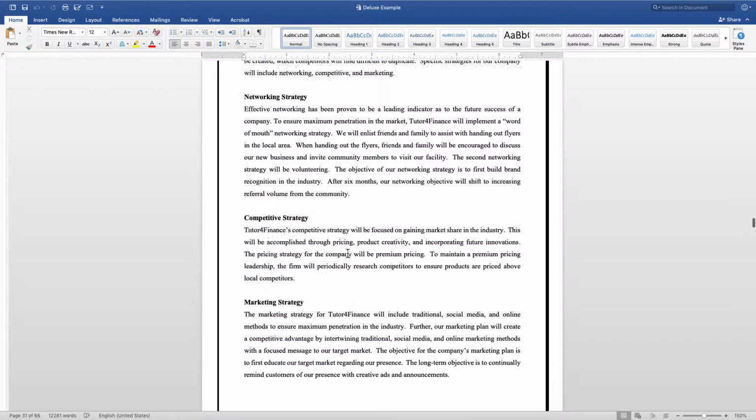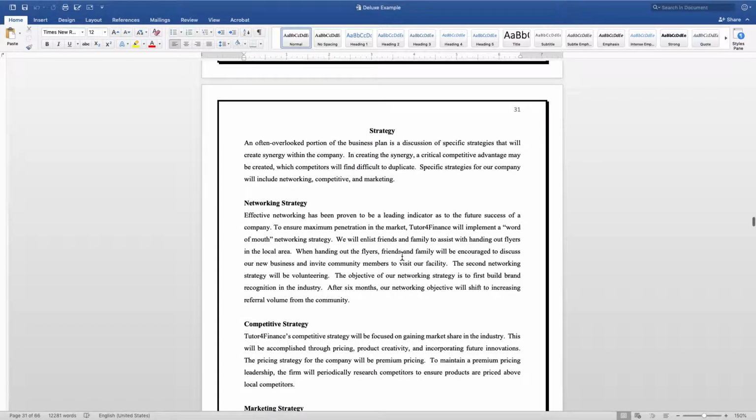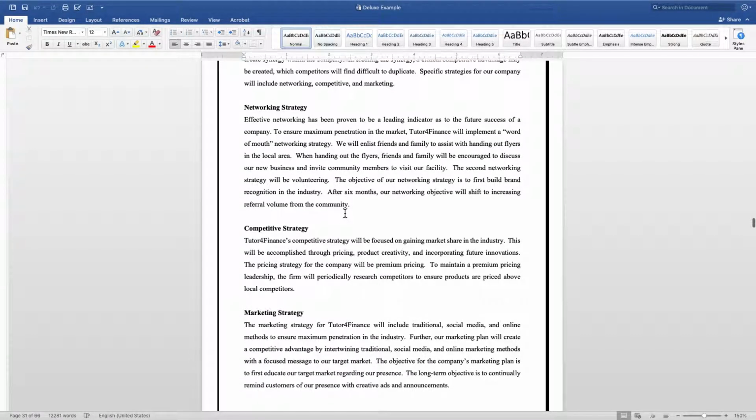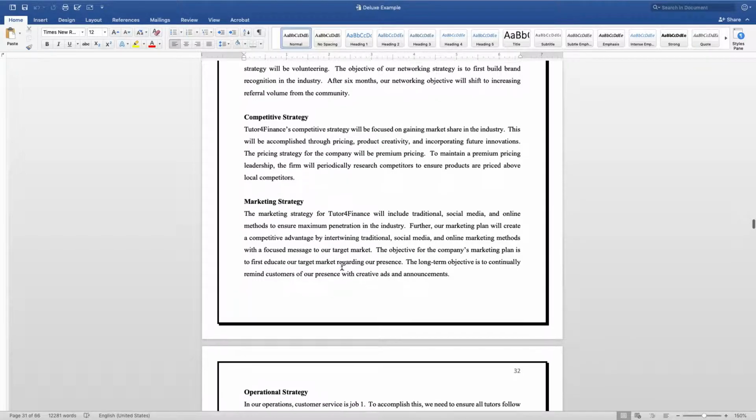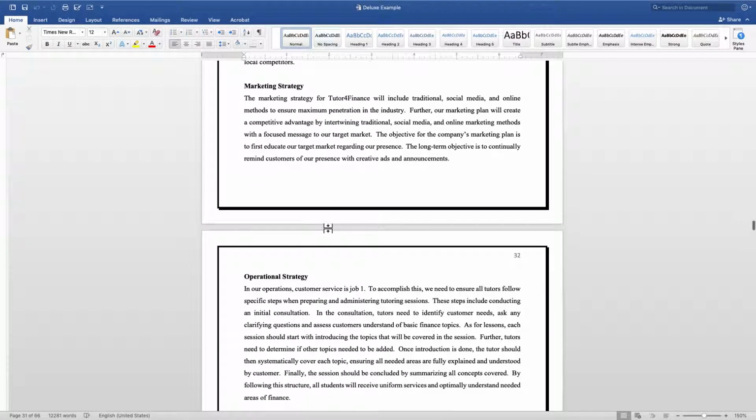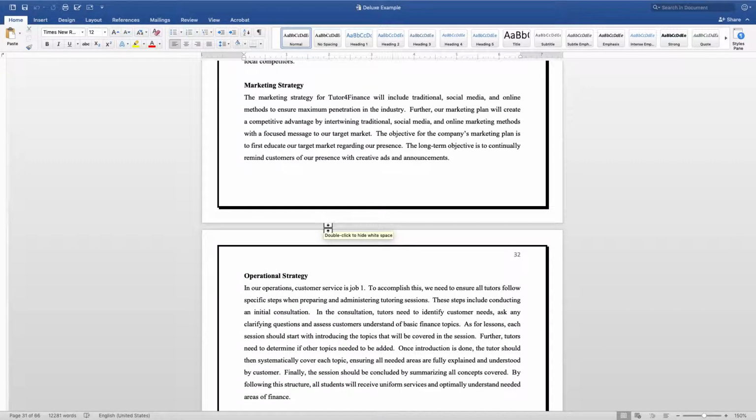The way that I like to structure it is I'll start with the strategy section, then I'll touch on networking strategies, competitive strategies, and then I'll get into the marketing strategies. In the marketing strategies, what I really want to drill down to and get the reader to understand is that my businesses and my clients are usually going to use several different types of marketing. The types of marketing usually fall into three categories, which are traditional, social media, and other online methods.